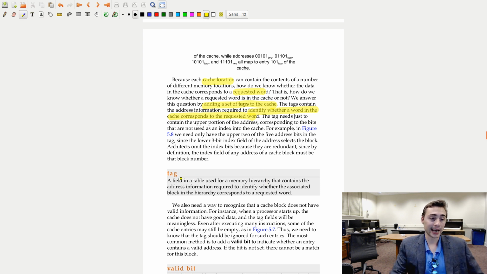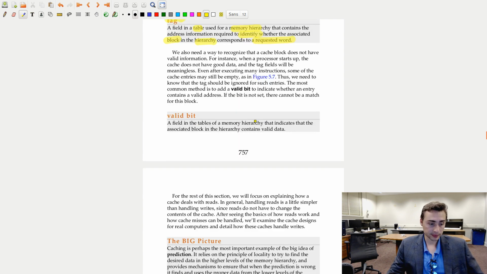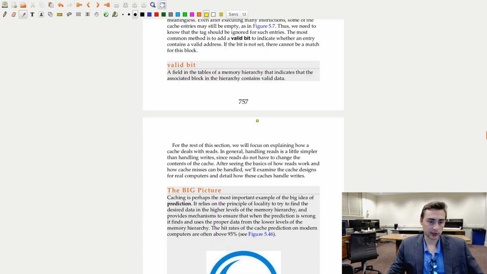So what is a tag? The tag is a field in a table used for a memory hierarchy that contains the address information required to identify whether the associated block in the hierarchy corresponds to the requested word. So 5.8 is going to discuss this.